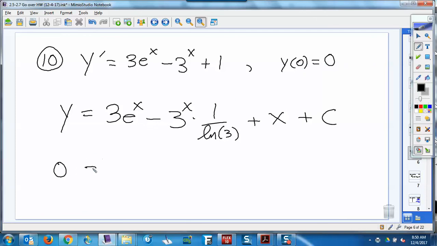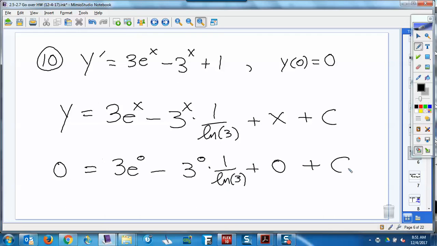So we can put a 0 here, we can put a 0 here, we can put a 0 here, we can put a 0 here, and now we can figure out what c is. So what's 3e to the 0? 3. 3 to the 0 is 1 times that is just that, plus 0 plus c. So what do we do to get c? We just move those over.